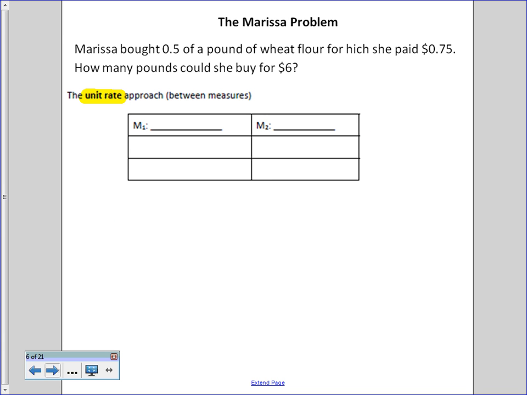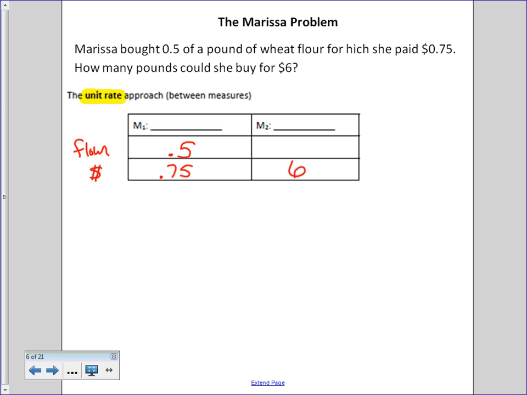Let's try the Marissa problem, and we'll try it unit rate, which means we're going to work top to bottom or bottom to top. Marissa bought half a pound of wheat flour, so I'm going to put the flour on top, and she paid 75 cents. So I'm going to put the money on the bottom. How many pounds could she buy for $6? So now I have $6 right there.